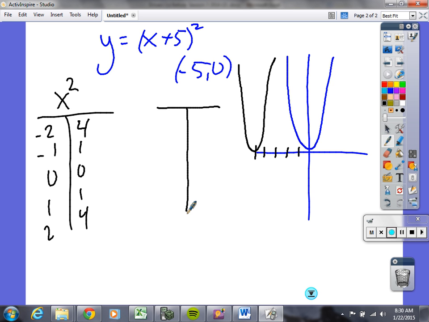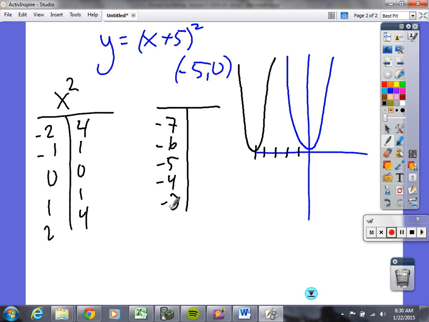What's negative 2 minus 5? Negative 7. What's negative 1 minus 5? Negative 6, negative 5, and so on. Does everybody understand where I got these values from? All I did is took the x values over here and moved them to the left 5.